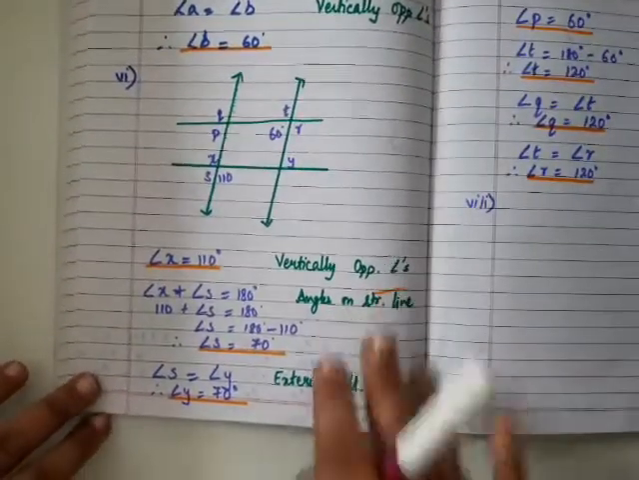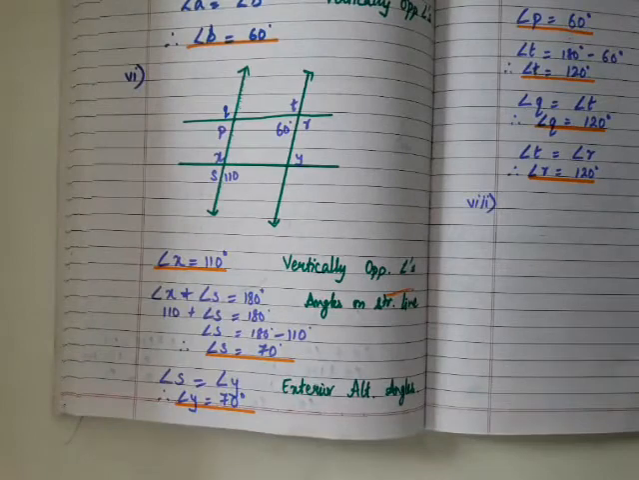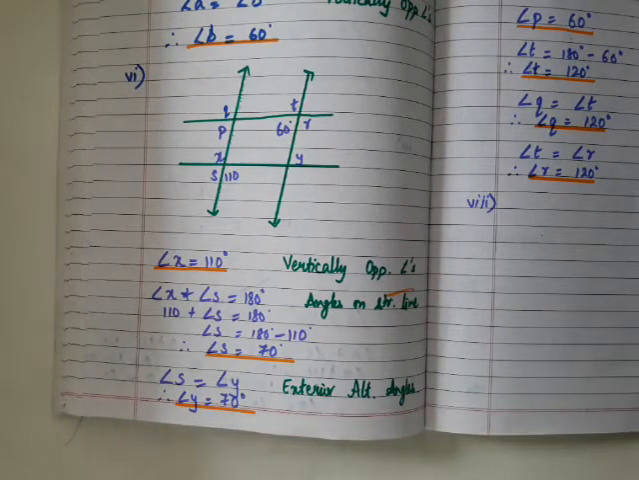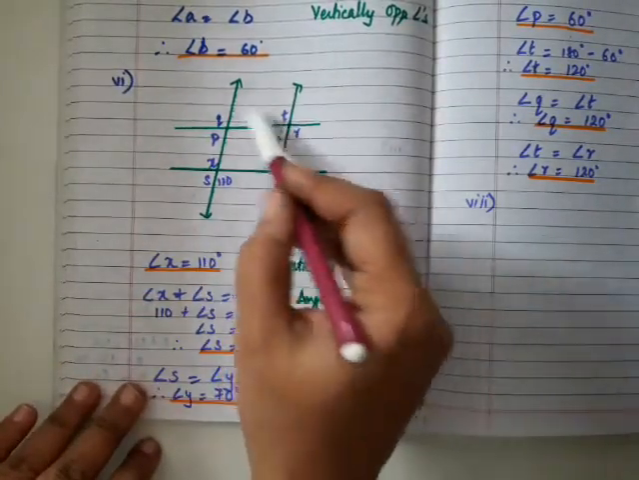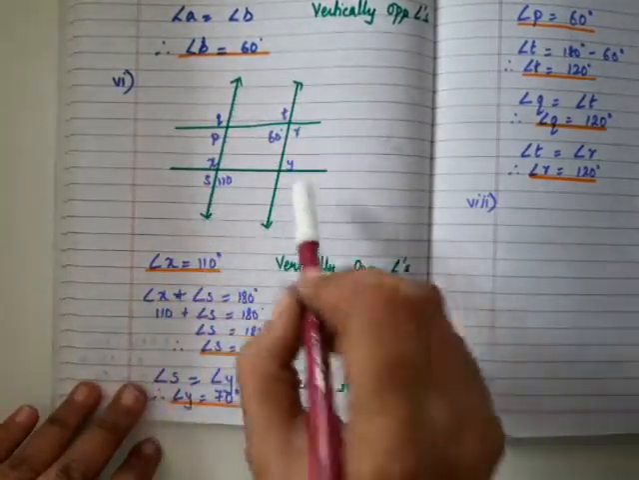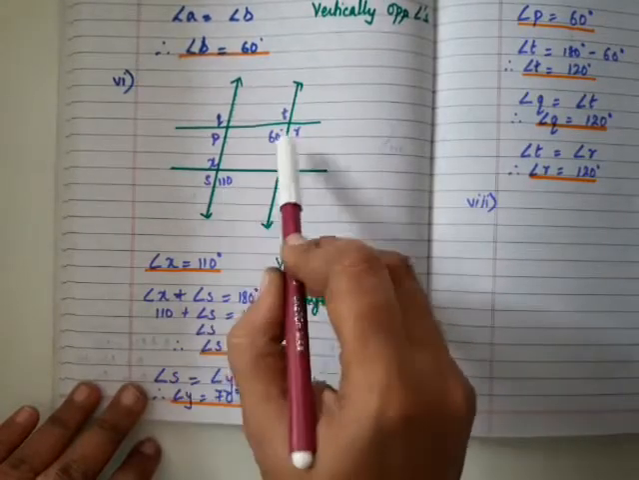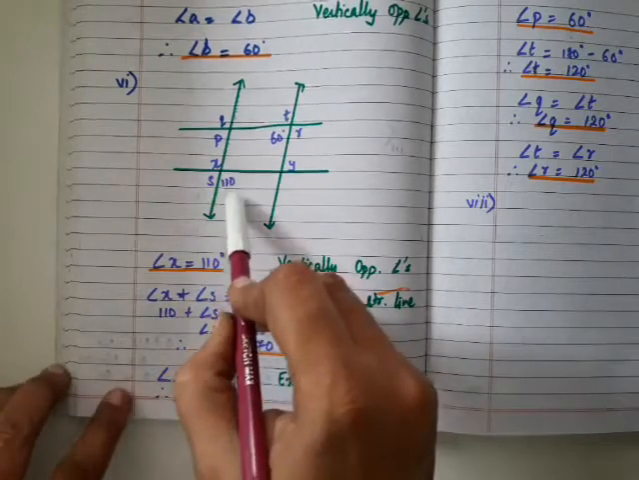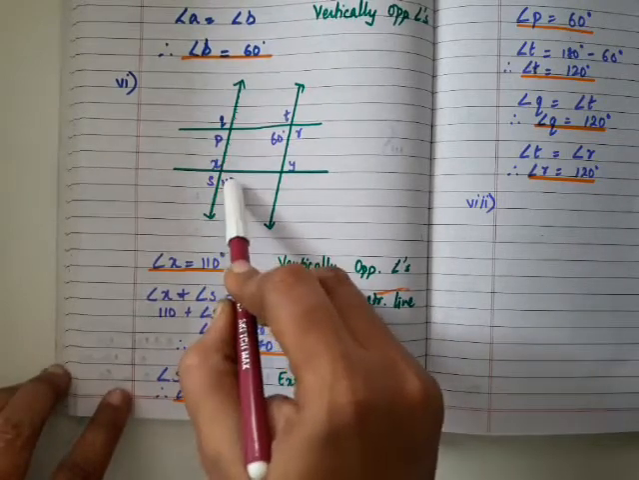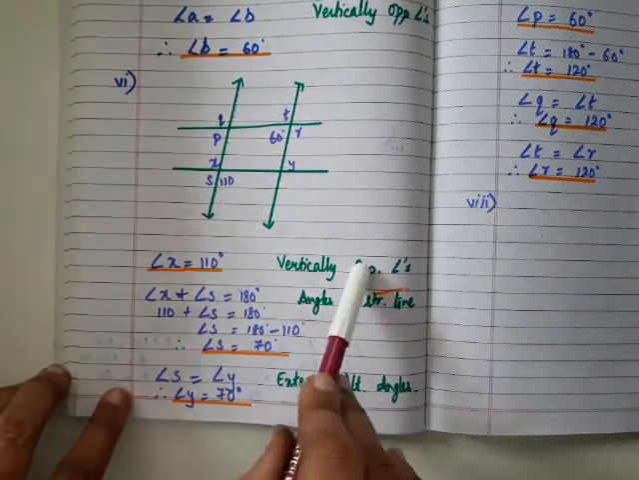Next one, question number 6, sixth part. Again parallel lines are given to you and they are cut by two transversals. Here two non-parallel lines are there which are cut by two parallel lines. You are supposed to find out the unknown angles. Only two angles are given to you, 110 and this is 60. So I first go with this. If I see here, X is directly equal to 110. Why? This is a vertically opposite angle.